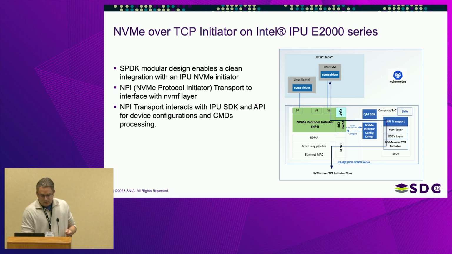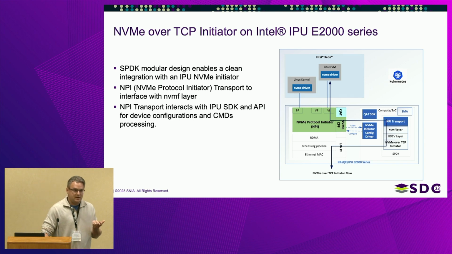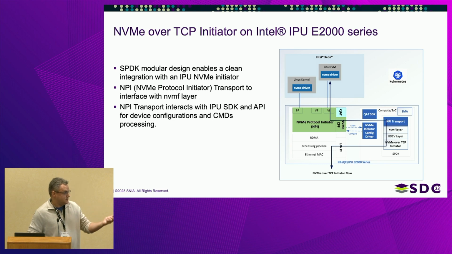And when we have this SPDK integration, it makes it simpler to adopt these new technologies. So the Intel IPU E2000 has a code name Mount Evans. It is a 200 gigabit capable IPU. And it uses this MPI transport function in conjunction with SPDK to be able to implement this initiator.